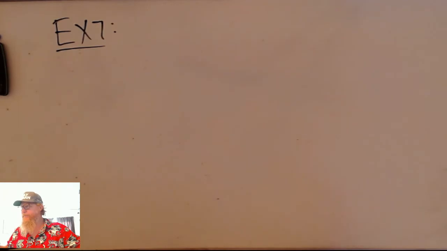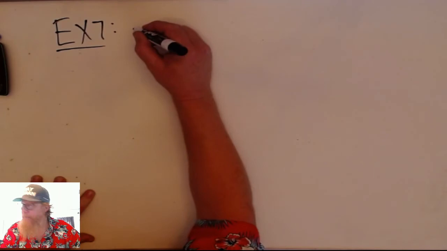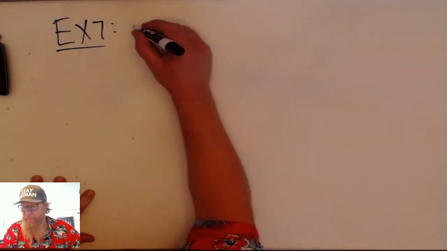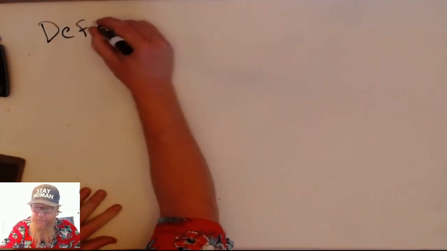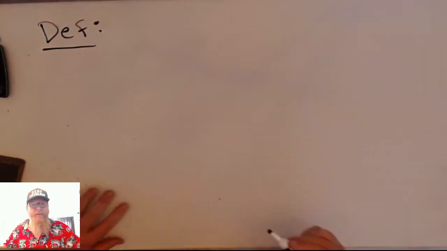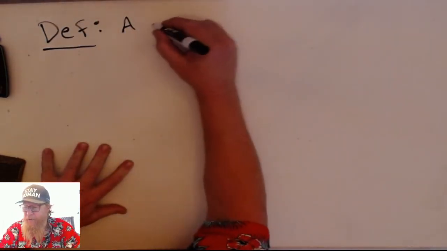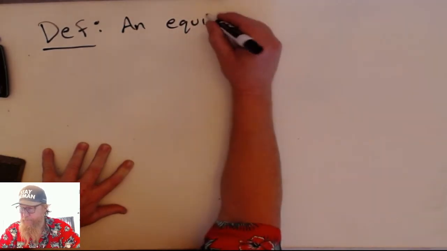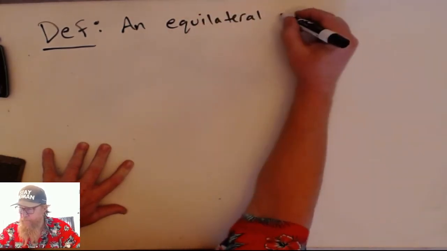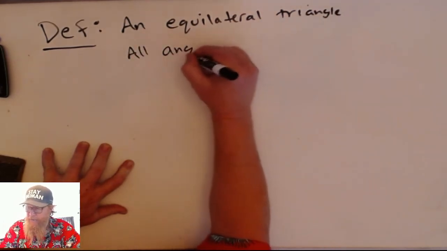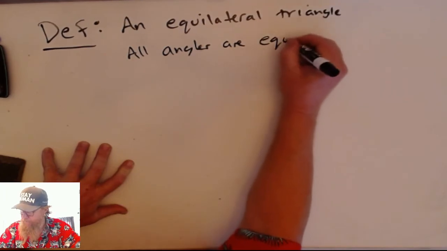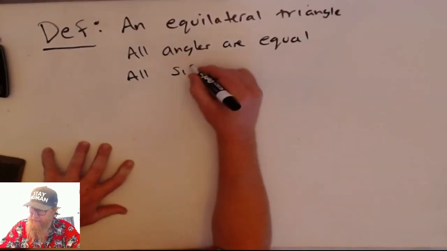All right. So, in an equilateral, before I do the example, let me give you the definition. I should probably just start there before I get too far ahead of myself. An equilateral triangle, all the angles are equal, all the sides are equal.